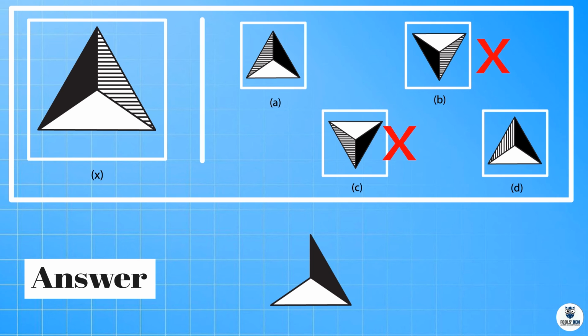Coming to the question figure, can you see that shaded portion where you have some horizontal shaded lines? If you take that to the answer figure, we know that horizontal always remains horizontal. So the shading in the answer should also be horizontal, and that is present in option A. So option A will be the right answer.